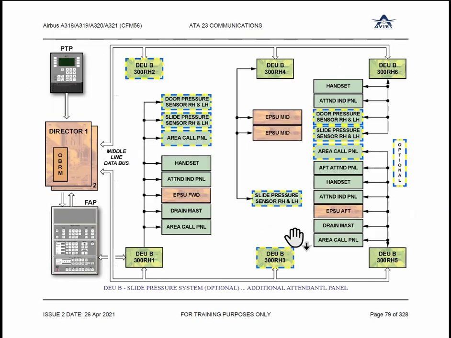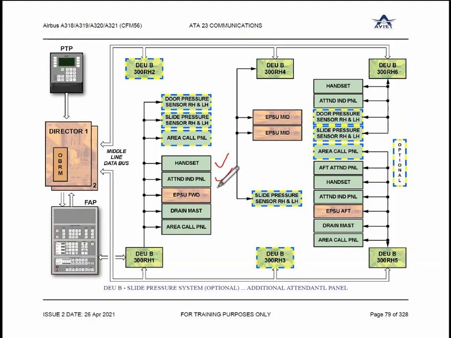DUB, decoder encoder unit Bravo. They are used for cabin crew functions and aircraft functions. What functions do they have? They are connected with the cabin crew handset and the attendant indication panel, AIP.